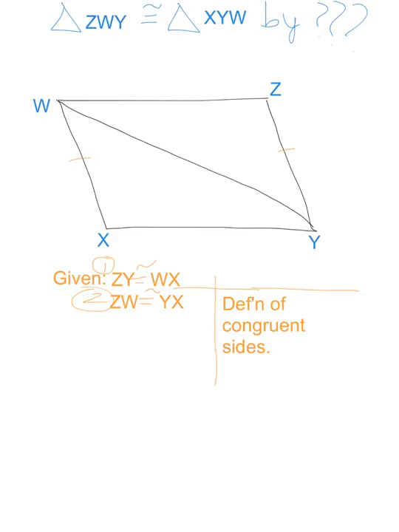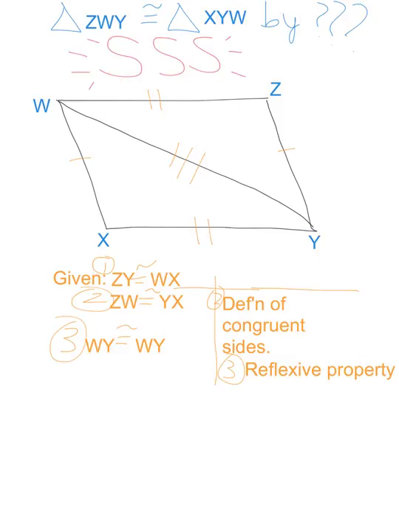Now we know that WY is congruent to WY due to the reflexive property, which we've already described in the vocabulary earlier. Now we have enough information to figure out what theorem this fits under. So it's triangle ZWY is congruent to triangle XYW by what theorem? Correct, it would be by side, side, side, because there are no angles within this theorem.